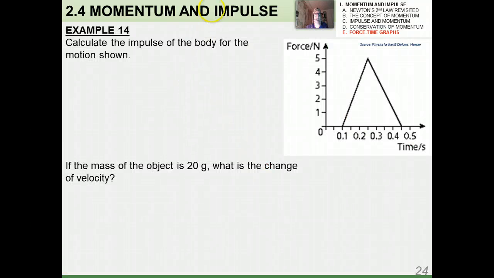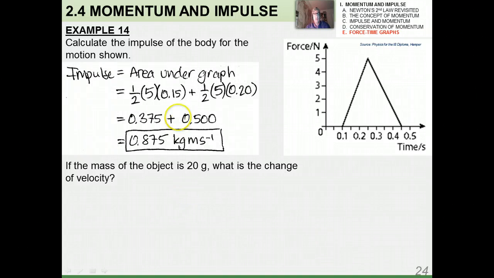Okay, last example before we end this video and this topic, okay? Here's a nice straight or triangular force time graph. Go ahead and solve this problem before you see my answer. Okay, for the impulse, simply the area under the graph. Notice that it's not symmetric about that line. There's more area over here than there is over here. I got 0.875 kilogram meters per second.